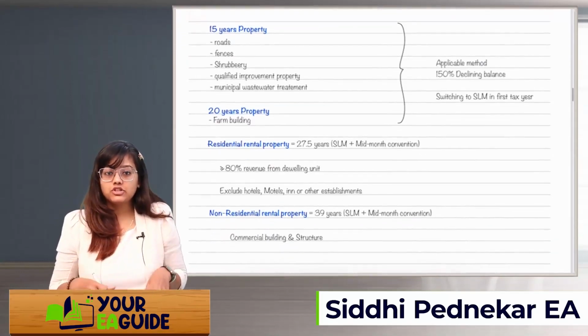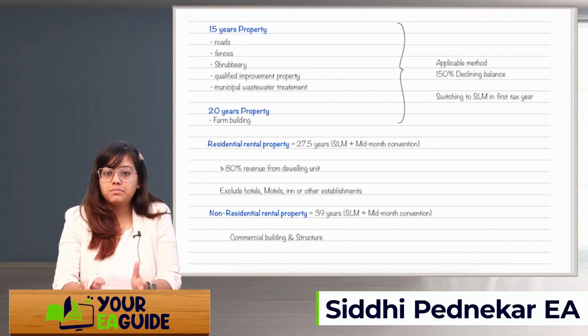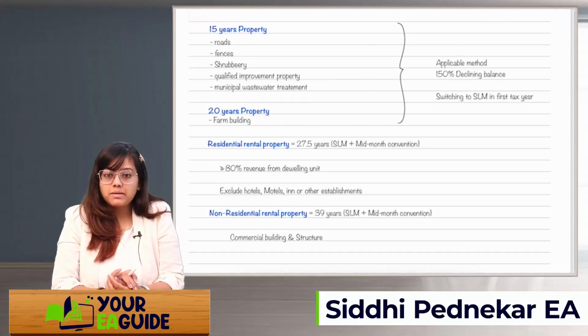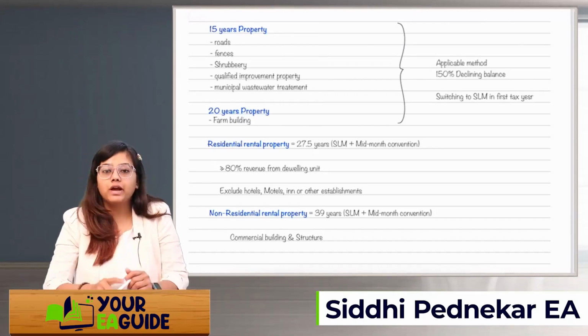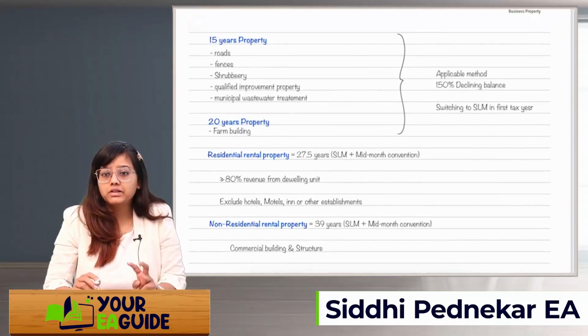If it's a residential rental property, residential rental means what? If you have rented your property and that property is used for residence purpose, so that is a residential rental property. In that case, for calculating the depreciation, the life will be taken as 27.5 years. Okay, here you can use SLM plus mid-month convention.